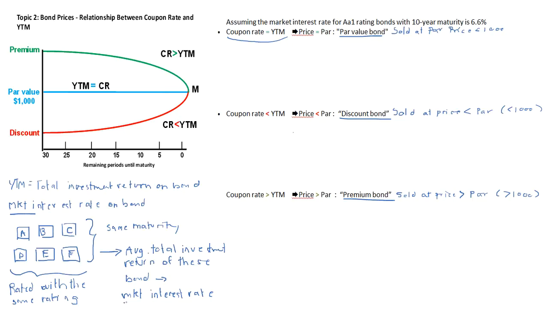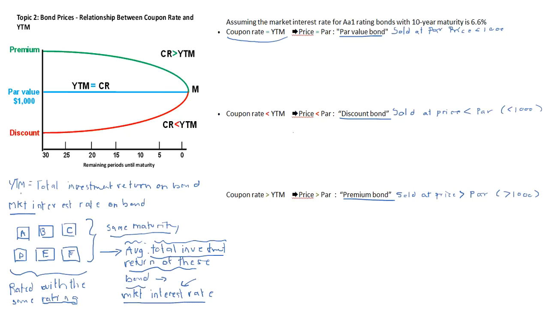Okay, which is going to be the rate that you should expect to get because it's the average, okay, from many security, which is the bond, with the same characteristic, for example, like same rating, same maturity. So if you invest in this group of bond, you should expect to get this rate. That's why it's called market interest rate. And again, market interest rate just comes from total investment return of each bond.